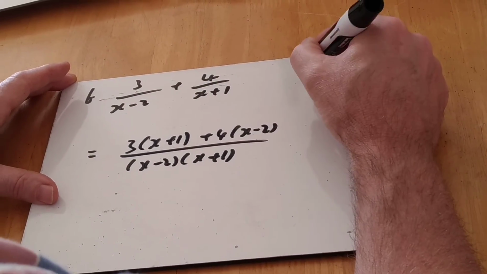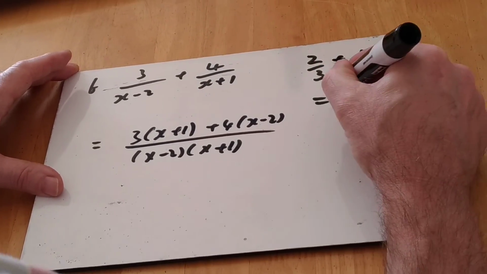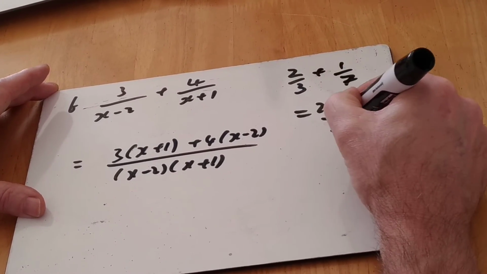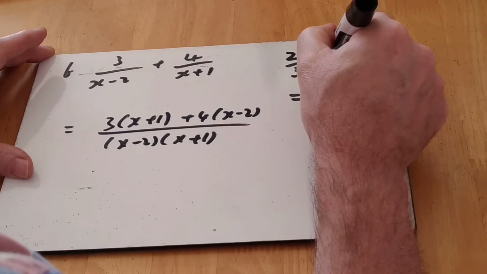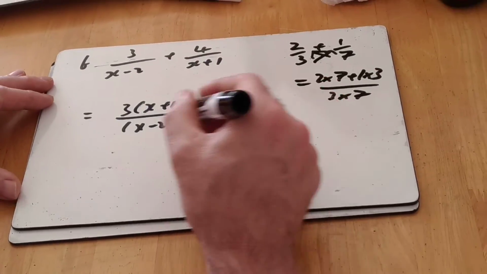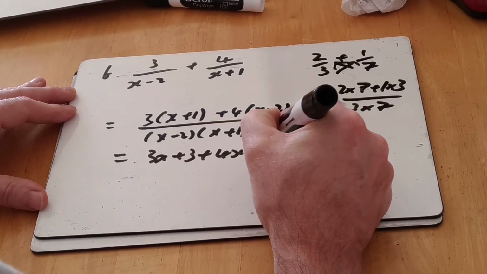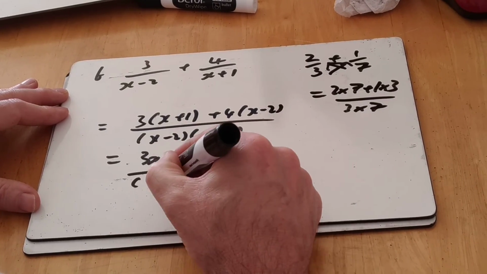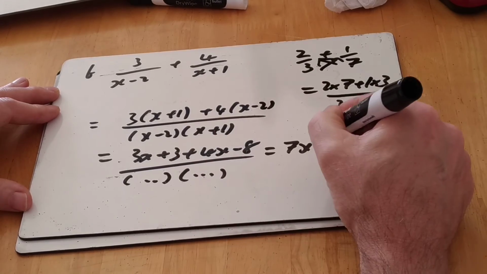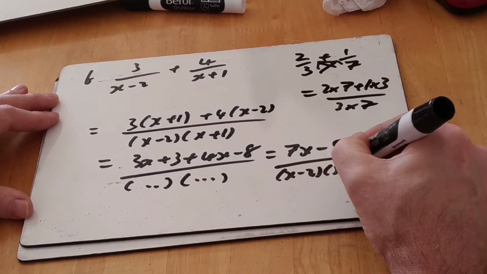So it's, if I've got 2 times 7 there, plus 1 times 3, all over 3 times 7 times at the bottom, and then cross multiply. That's your typical, because there's nothing in common on the bottom. And then just tidy it all up. So 3x plus 3 plus 4x minus 8 all over your brackets equals whatever it does, 7x plus 3 minus 8 minus 5 over x minus 2, x plus 1.